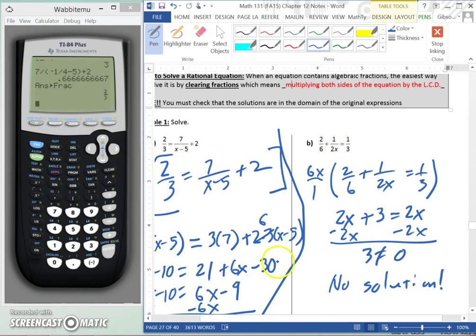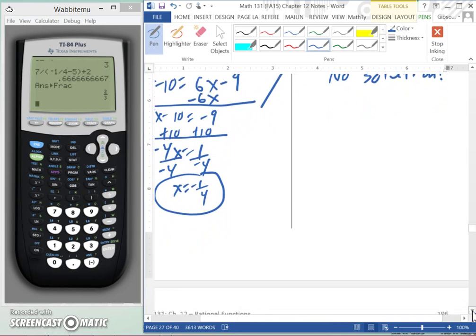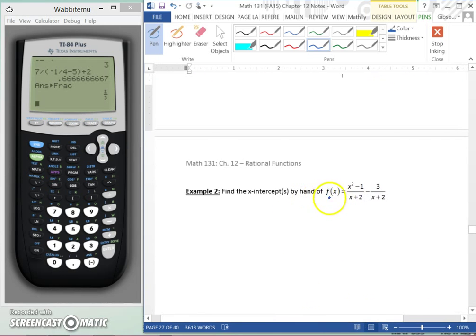Now we go on to the next page. Now it says here, find the x-intercept by hand of f of x is equal to x squared minus 1 over x plus 2 minus 3 over x plus 2. When they ask us to find the x-intercept, or x-intercepts, what does that mean for f of x?